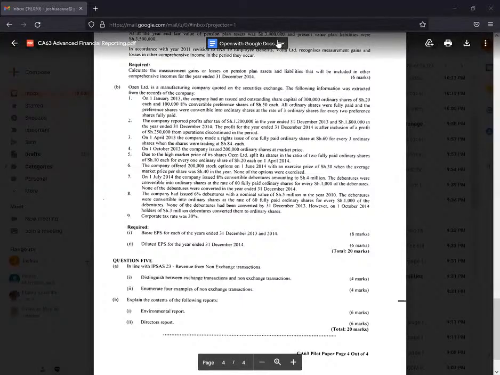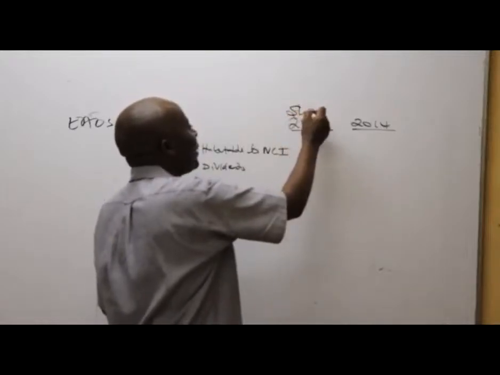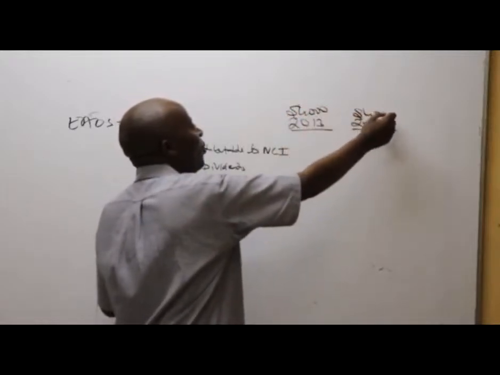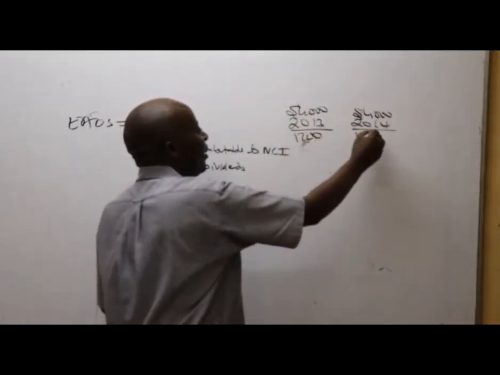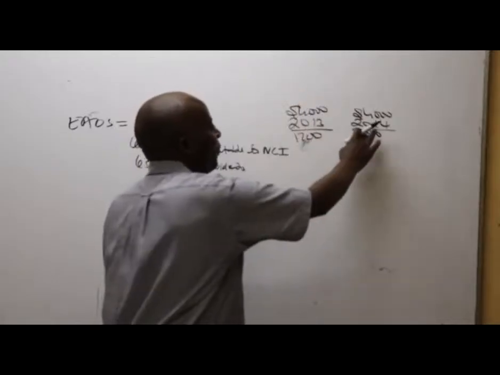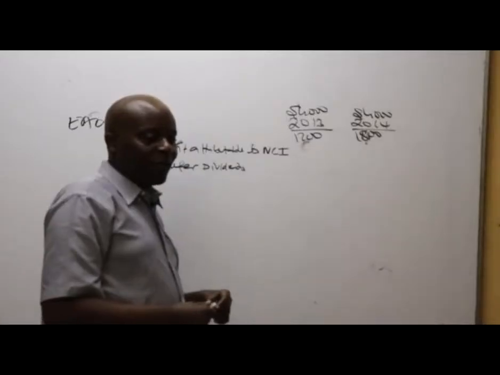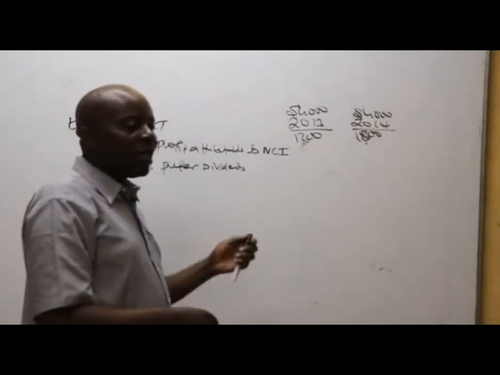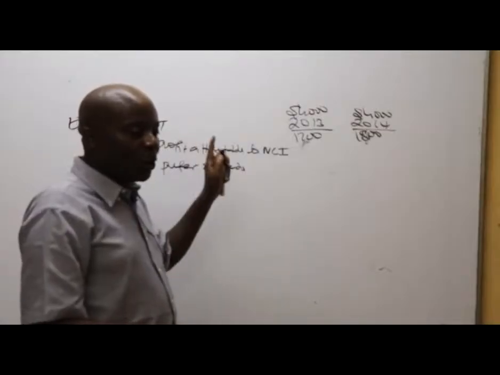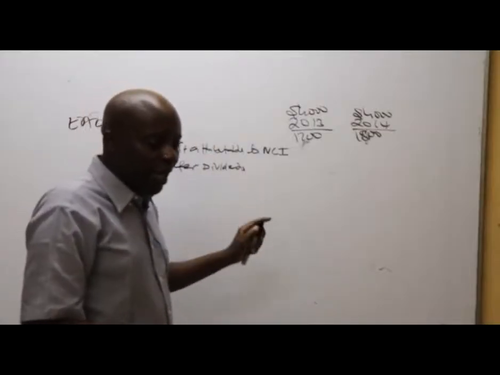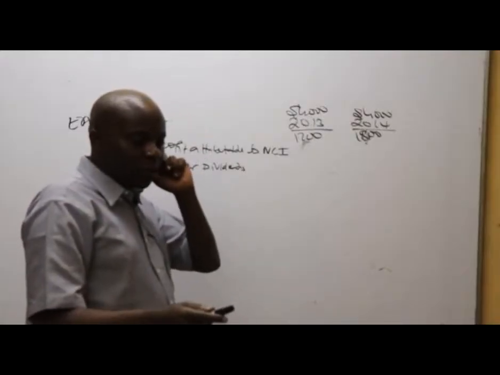I would want my figures to be in shillings, thousands. So here they say profit after tax is 1,200 and the other is 1,800. Now, ladies and gentlemen, do we have anything here that they have given us which is talking about profits attributable to NCI?